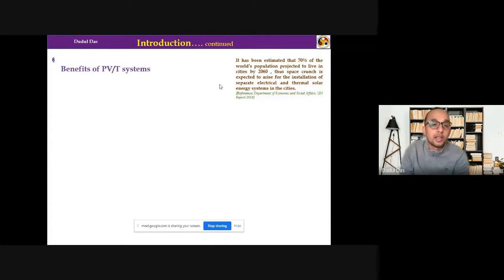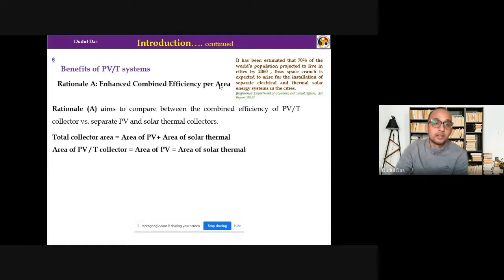Like in a building, it is not possible that the roof area can be utilized both for installation of PV as well as for installation of solar thermal collectors. So we need to come up with a system which will optimize the space. So this PVT can provide us enhanced combined efficiency per area. That means from the same collector, we can generate both thermal energy as well as electricity.